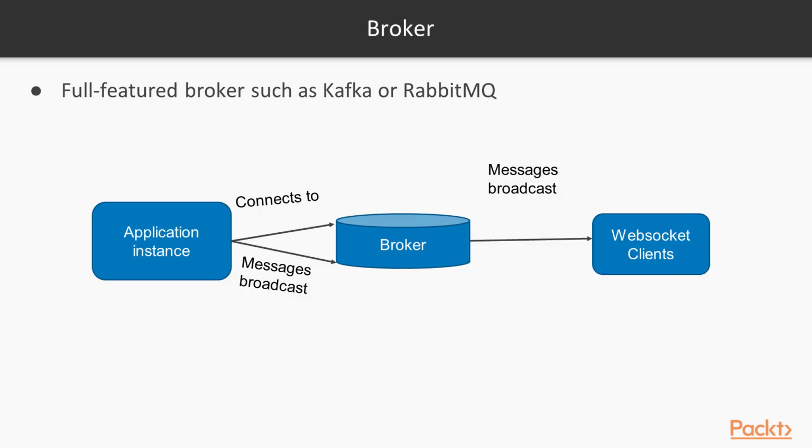Another approach relies on using a full-featured broker, such as Kafka or RabbitMQ. Each application instance connects to the broker, and messages broadcasted from one application instance can be broadcasted through the broker to WebSocket clients connected through any other application instances.